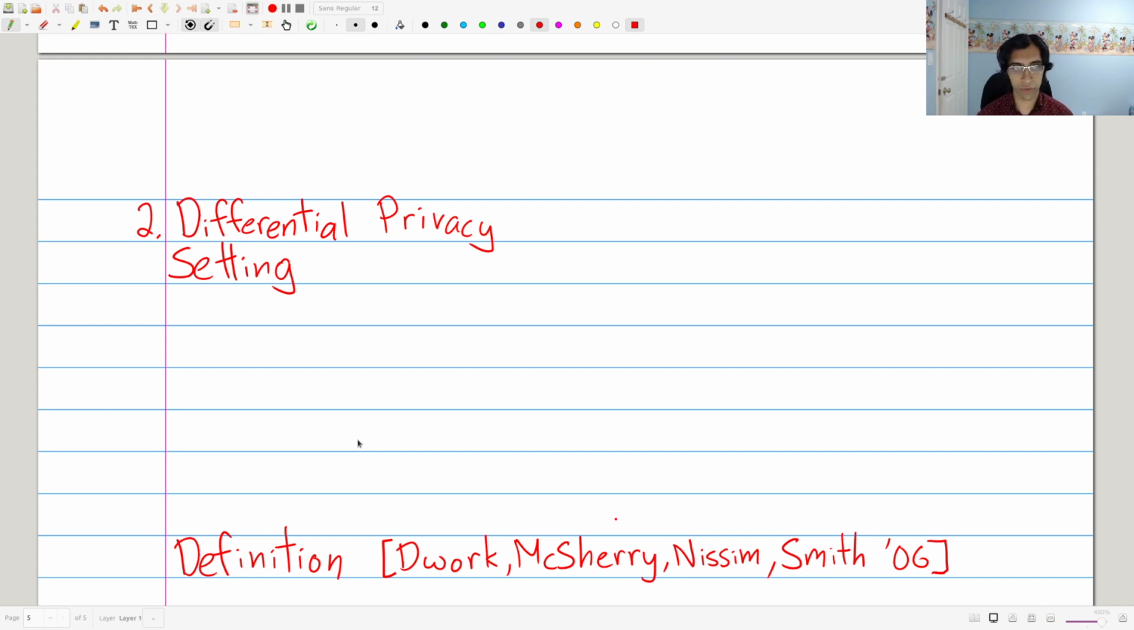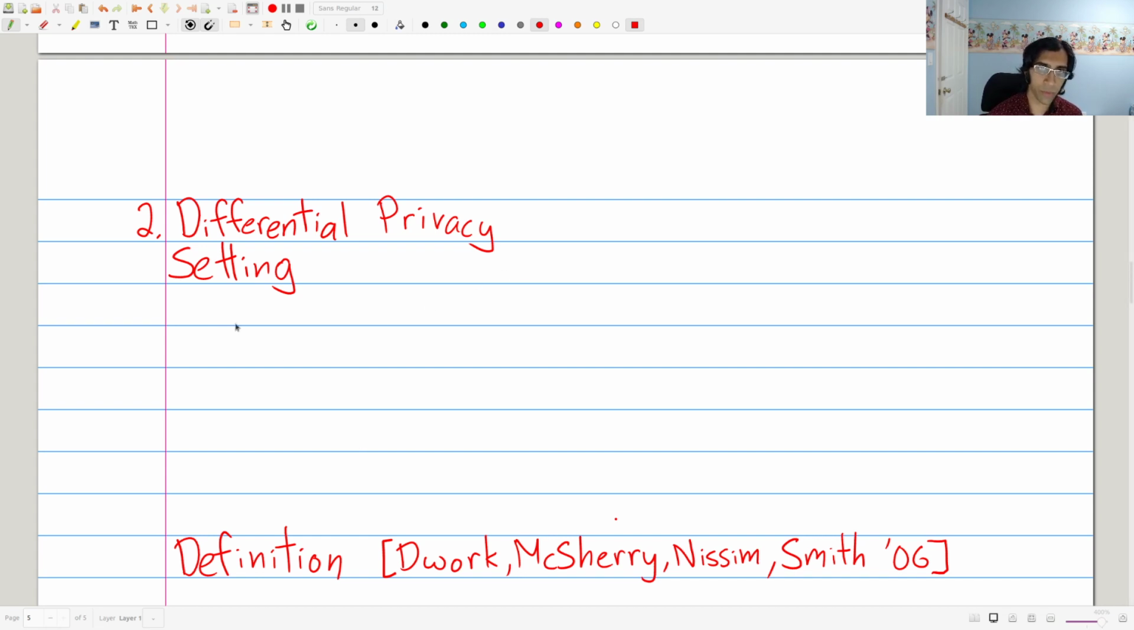Let's move on to differential privacy. Let's be careful about the setting, because in security and privacy, it's always very important to be precise about the setting that we're working in, what the threat model is, what the adversary can and can't do, and so on. So let's be a bit careful here.